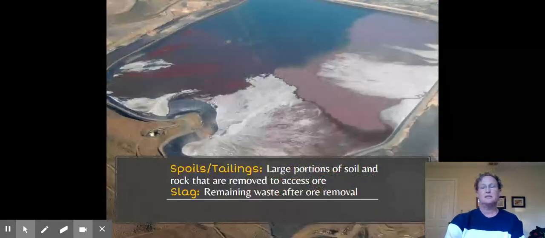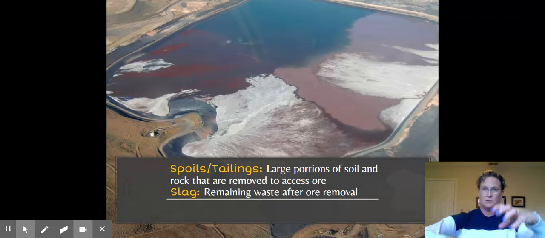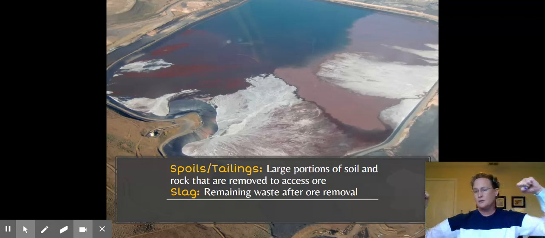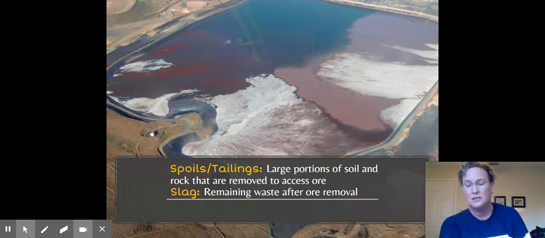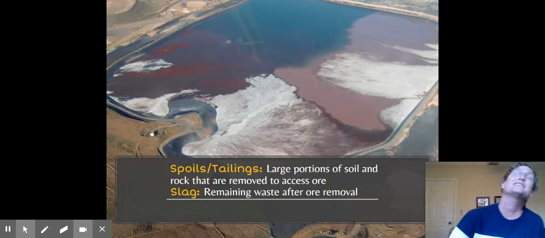And then we're going to talk about the stuff that comes off the mining, because for one, you destroy the earth when you dig into it. And for two, you destroy the environment when you wash the things away. So spoils and tailings are the term for the large portions of soil and rock that are removed to access the ore. And then the slag is the remaining waste after the ore is removed. And these are very toxic and very harmful to the environment and need to be properly dealt with. But there's so much volume, it ends up being something that's difficult to deal with and expensive to deal with.